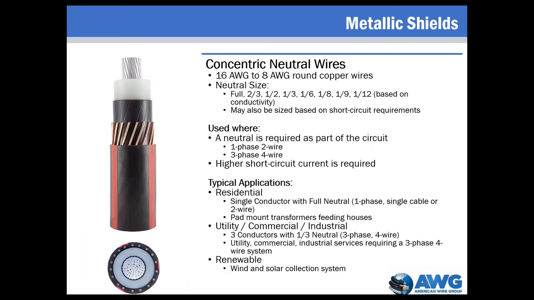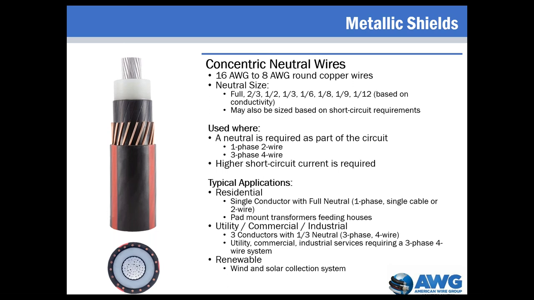Concentric neutral wire shields usually consist of solid, round, bare copper wires, the total size of which is based on the conductivity of the phase conductor. A concentric neutral wire shield may also be sized based on the short circuit requirements of the system. Medium voltage cables with a full concentric neutral are typically used in single phase applications.